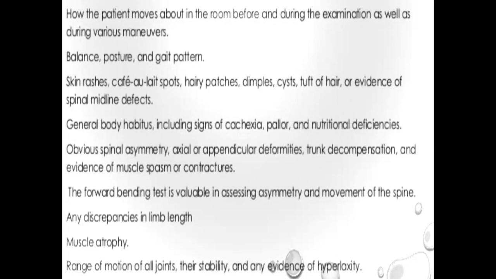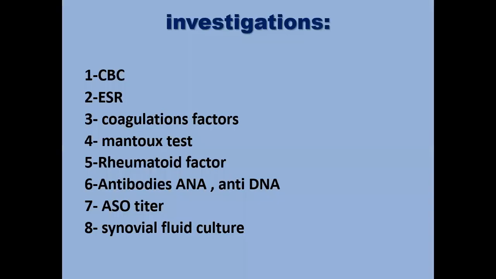The forward bending test is a valuable test in assessing the asymmetry and movement of the spine. Check for any discrepancy in limb length and muscle atrophy, range of motion in all joints and their stability, and any evidence of hyperlaxity.